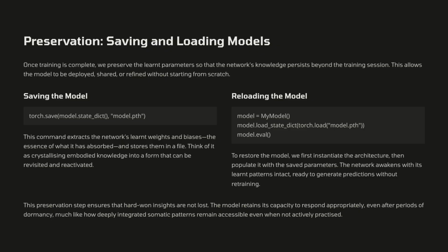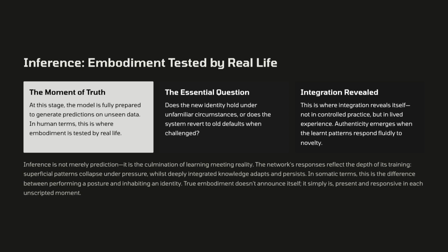Once training is complete, we save the learned parameters. This preserves learned patterns so they can be reused without retraining. At this stage, the model is fully prepared to generate predictions on unseen data. In human terms, this is where embodiment is tested by real life. The question becomes, does the new identity hold under unfamiliar circumstances, or does the system revert to old defaults? This is where integration reveals itself, not in practice, but in lived experience.